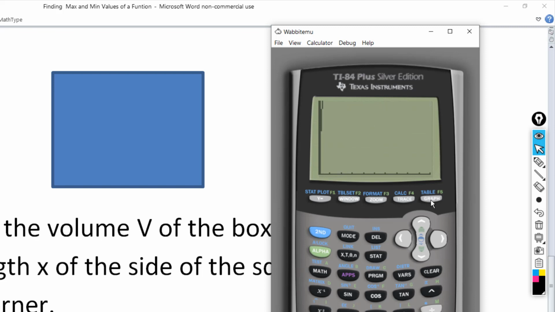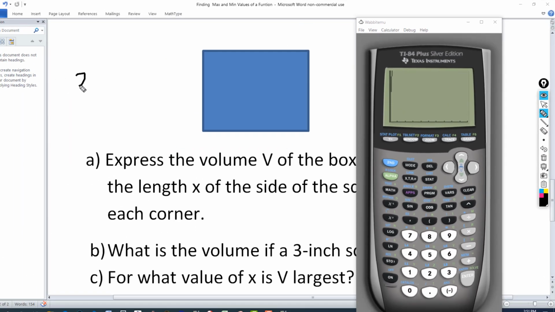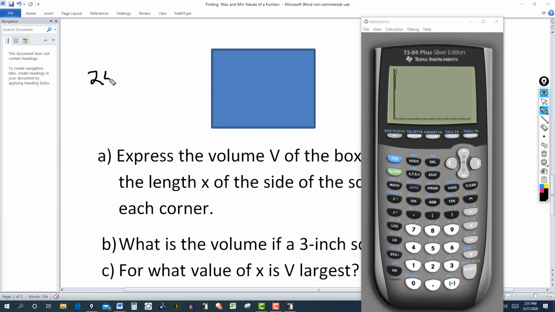Again, this is what you get, and typically you're going to get this type of situation when you're trying to do a graph when you have very large numbers or very small numbers. So what you want to do is try to find an interval. We know that the dimensions of the box are 24 minus 2x and x.